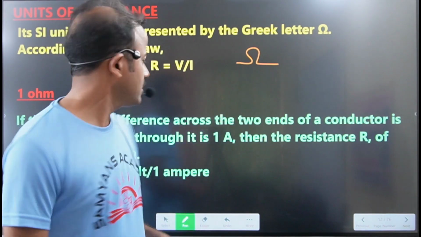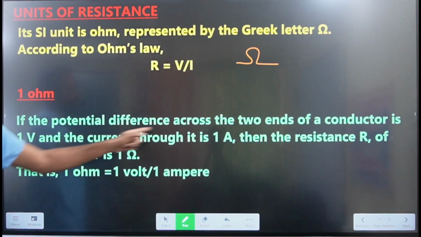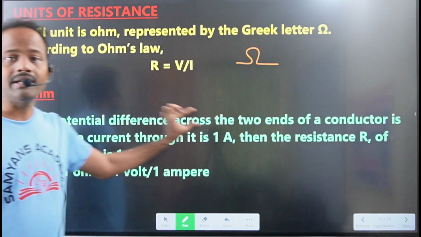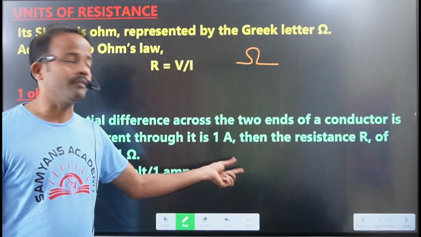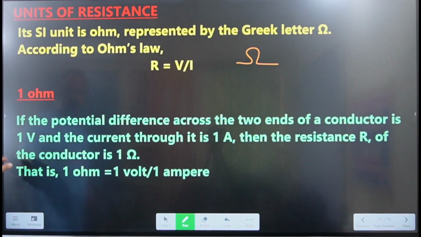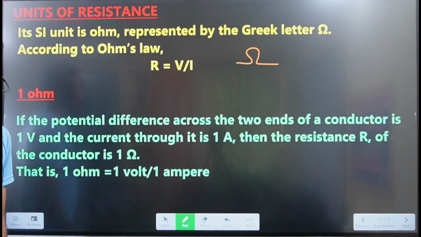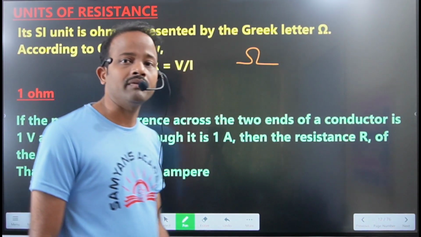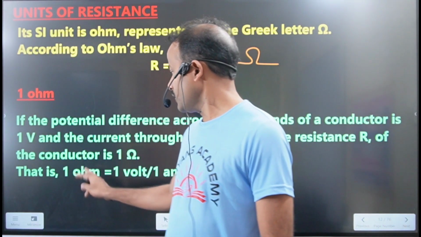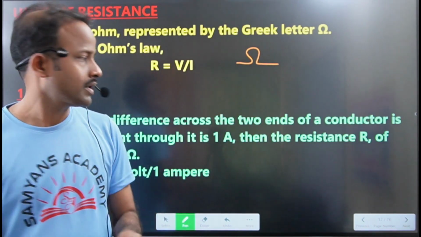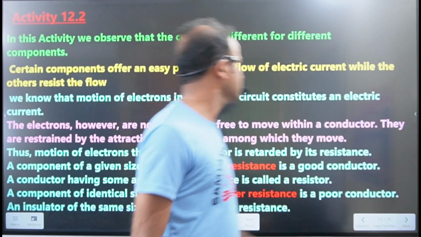Is it clear everyone? Now you see, if the potential difference across the two ends of the conductor is 1 volt and the current through it is 1 ampere, then the resistance R of the conductor is 1 ohm, that is, 1 ohm equal to 1 volt by 1 ampere. Now move on to the next slide.